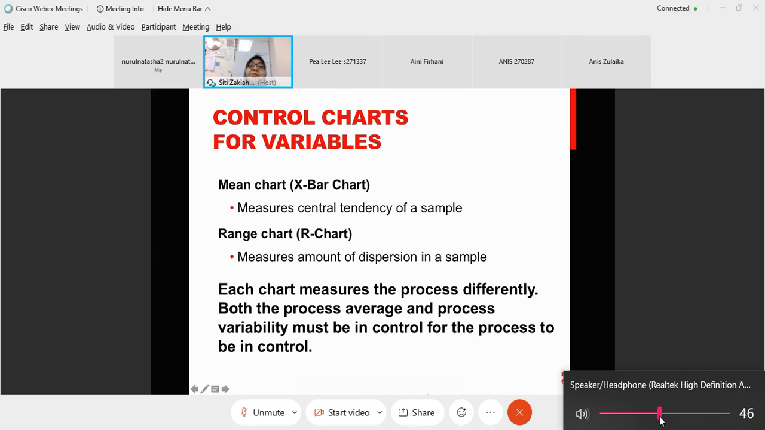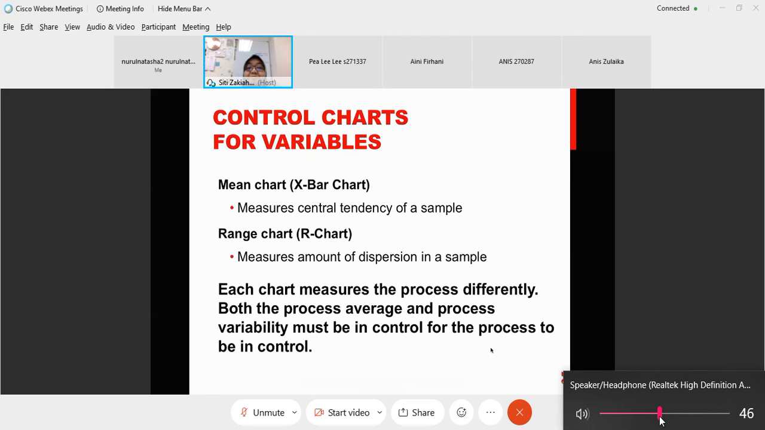Okay, now tadi kita dah tengok attributes data, ni kita tengok variable data. Okay, variable data yang macam measurement, can be measured. Macam height, weight, velocity, time. So for this kind of data, kita use the mean chart ataupun dipanggil X bar chart. Mean, as you know, it measures the central tendency of a sample, and then they also use the range chart, measure the amount of dispersion in a sample.